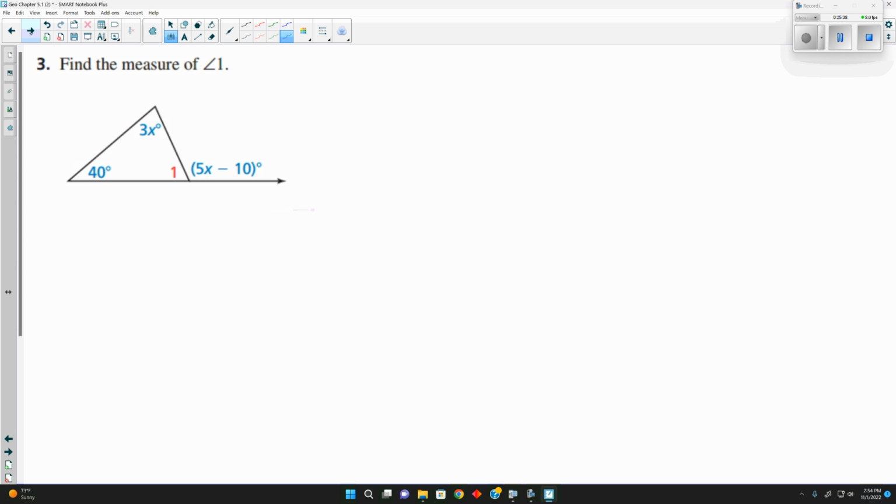Because the sum of the interior angles of any triangle is what? 180. These two angles here make a straight line, so they're a linear pair, which means they add together to be 180. So we can go either direction. Now we know that 5x minus 10, the exterior angle, is equal to the sum of the opposite two interior angles. So 3x plus 40.